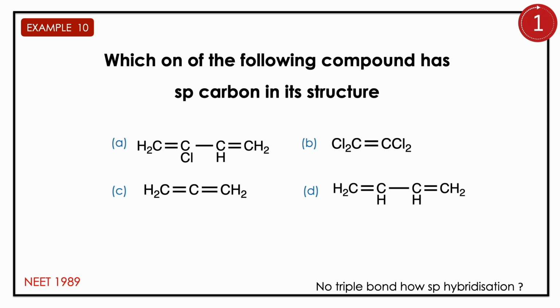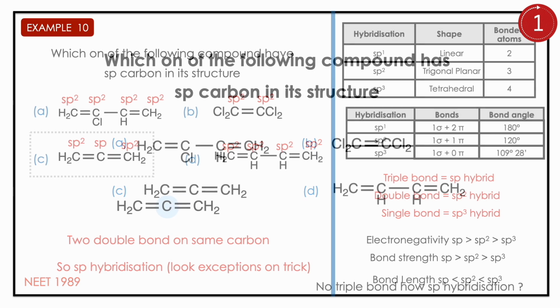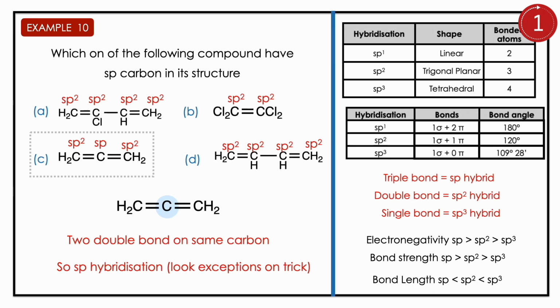Then the next example. The question is which one of the following compounds has sp hybridized carbon in its structure. Here 4 different structures are given. You should identify the bonds and identify the sp hybridization. You may wonder, there is no triple bond, so how can there be sp hybridization? Here 4 structures are given. You will find the hybridization.